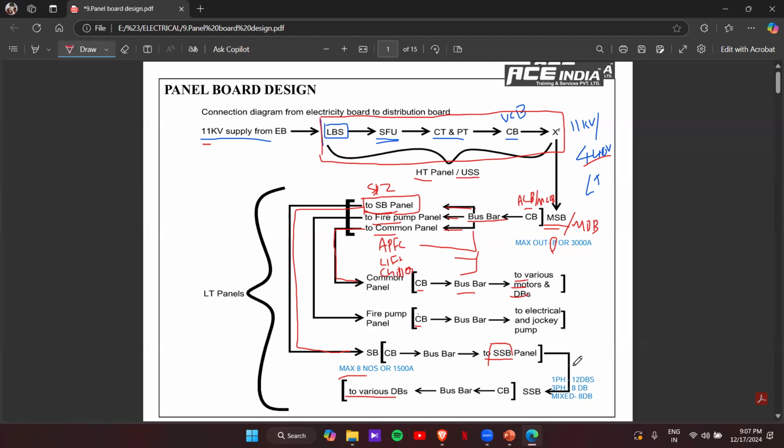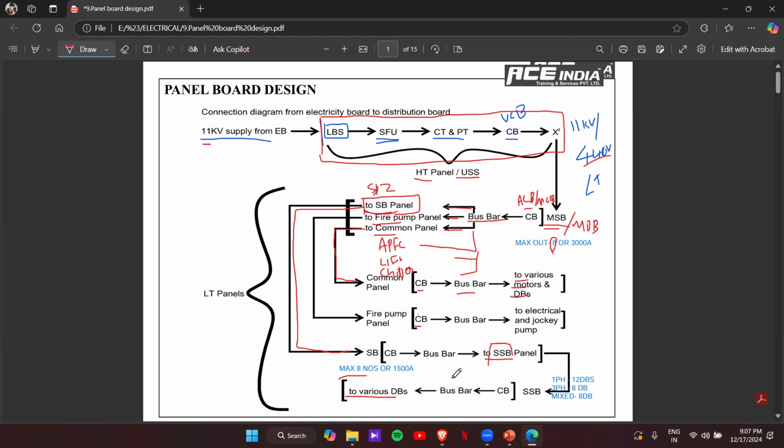Normally, when you take the connection, if you consider a building, for one floor you'll have one SB, the second floor you'll have one more SB. So floor-wise distribution will be there. Again, from the SB, you can take multiple SSBs. When the number of connections is more, then only you have to take more SSB connections.